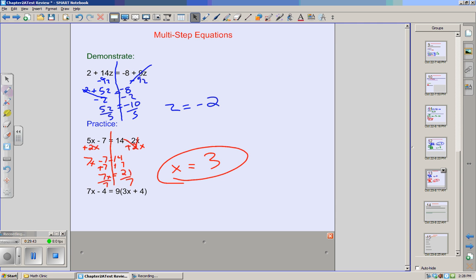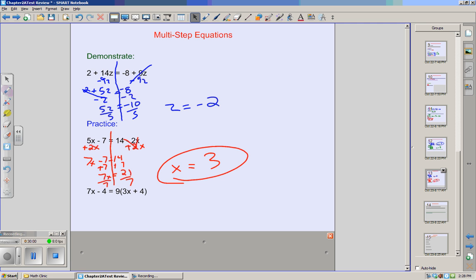The last practice problem incorporates multi-step equations and the distributive property. Please use everything that you've learned and pause the recording and complete this now.